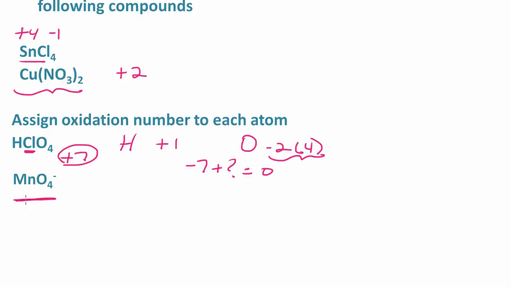Let's take a look at this ion here, the permanganate ion. Remember, in this case, all of the oxidation numbers must add up to the charge, which is -1. Again, I have -2 on the oxygen, and there are 4 of those, so 4 times -2 is -8. So -8 plus what will equal -1? That would be -8 plus +7. So the manganese would have a +7.